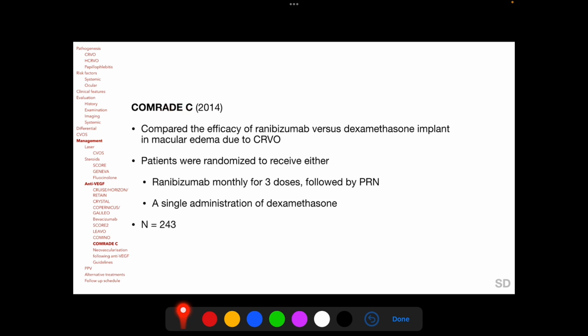COMRADE C compared the efficacy of ranibizumab, an anti-VEGF, versus dexamethasone implant, a steroid, in macular edema due to CRVO. 243 patients were included in the COMRADE C trial and were randomized to receive either ranibizumab monthly for 3 doses followed by ranibizumab PRN or a single administration of dexamethasone implant.